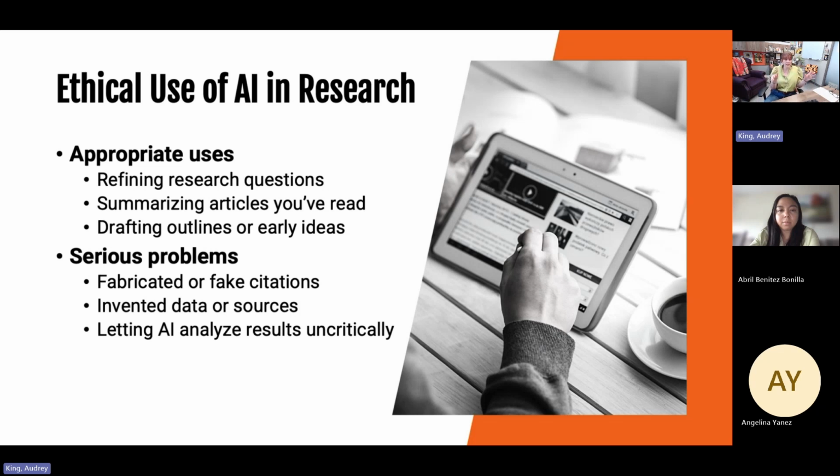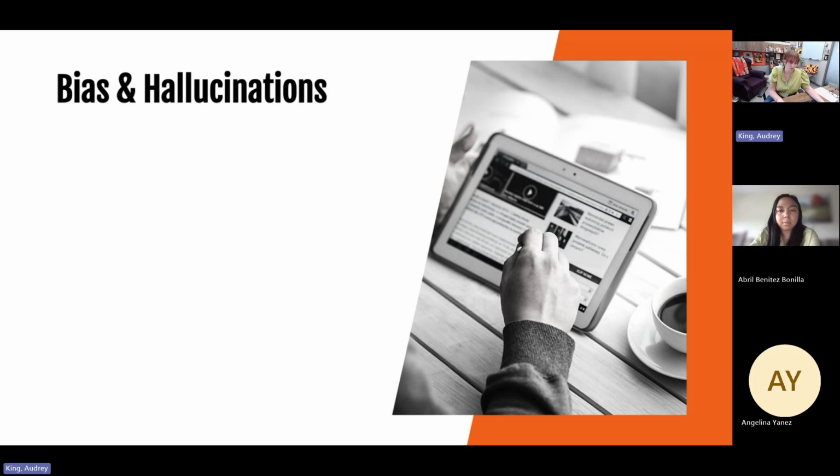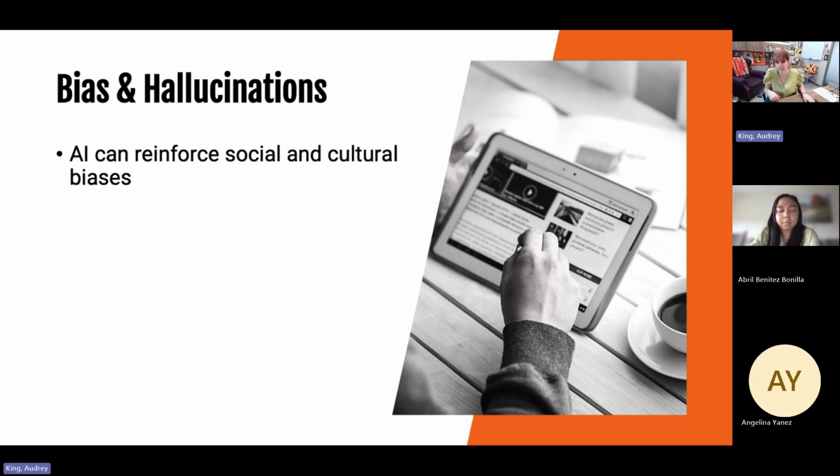And it will invent data, it will invent sources, it will hallucinate those things. And you really need to be the person. You are the researcher, you are an interpreter. Believe in yourself enough to go ahead and make some of those assessments yourself. Which gets us into this idea of some bias and some hallucinations.